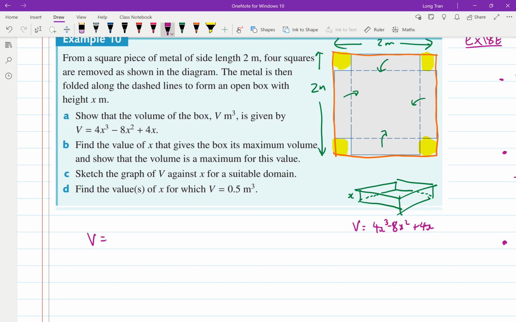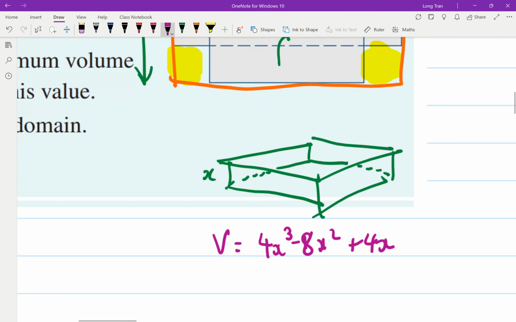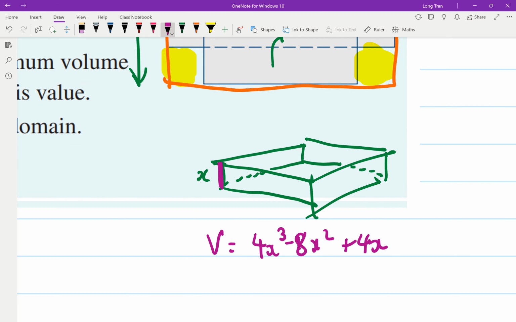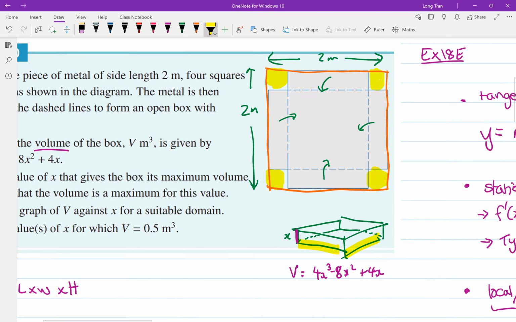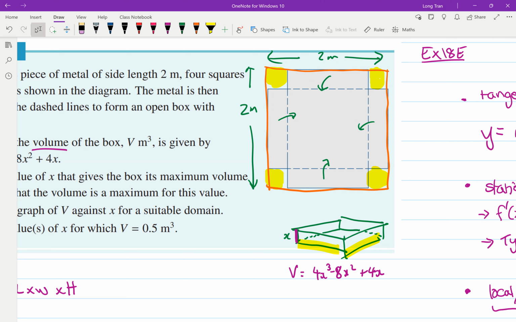If you don't know where to start, say, all right, they're asking to find the volume of the box. Draw the box and say, well, I know it's length times width times height. In the diagram, I only have x, which is the height. I'm missing this length and this length here. When you flip this up, clearly this is x. That's your height. It becomes your third dimension. So this must then be length and that must be width.